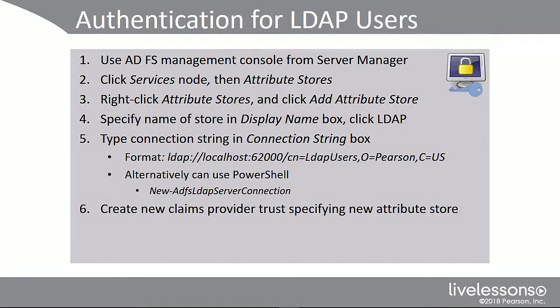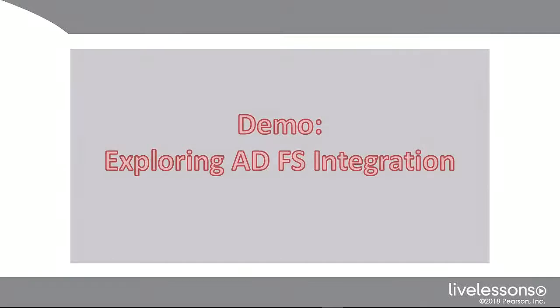And we're going to type a connection string similar to what we see here in the format of LDAP://localhost:port number, and then the CN name, which would be where your LDAP users are, most likely an organizational unit, and then your domain information. Alternatively, we can use a PowerShell command called New-AdfsLdapServerConnection to also establish this connection. After creating the new attribute store, we're going to go ahead and wrap this up by creating a new claims provider trust.